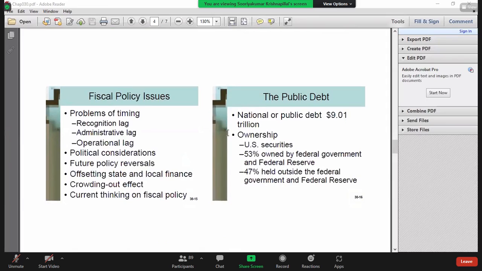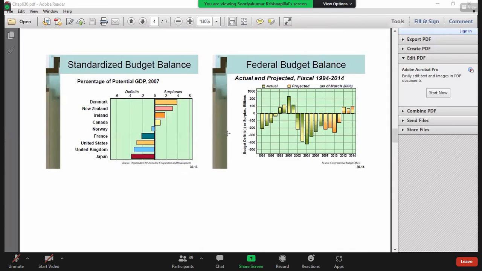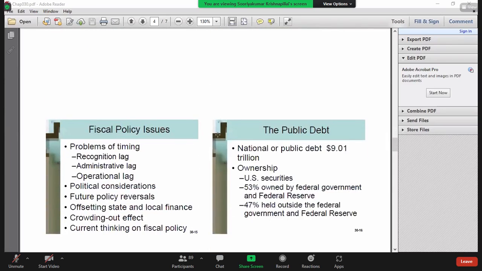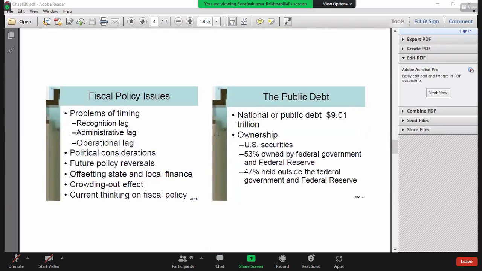So in fiscal policy, you should not think a budget deficit is negative. The government should spend to reach the full employment GDP. Now, fiscal policy has problems of timing. So then, for fiscal policy, there are problems.